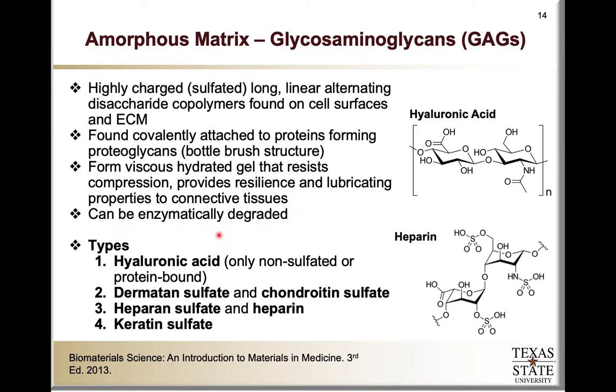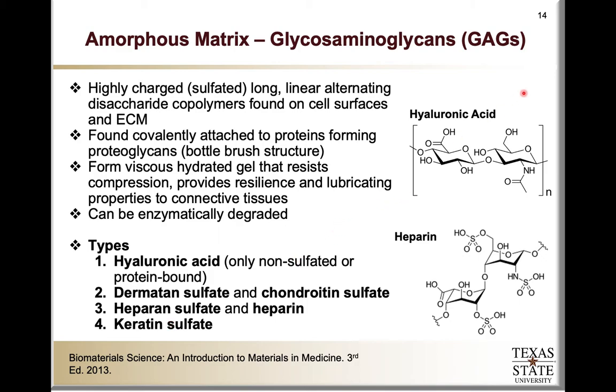That's something that's important. The various types of glycosaminoglycans include hyaluronic acid, which is shown here on the top right. This one is the only non-sulfated protein-bound glycosaminoglycan. We also have dermatan sulfate and chondroitin sulfate. Heparan sulfate and heparin on the right-hand side, and then keratan sulfate. We're going to be focusing on the two that I have on the right-hand side.